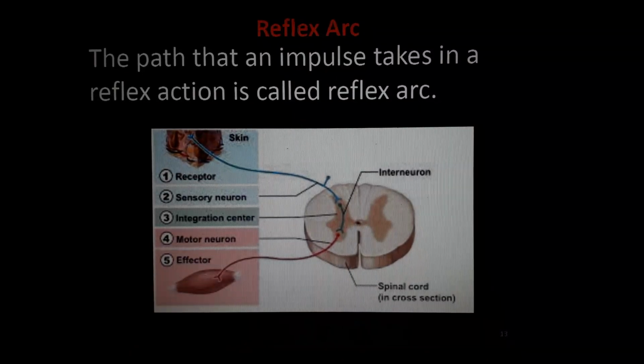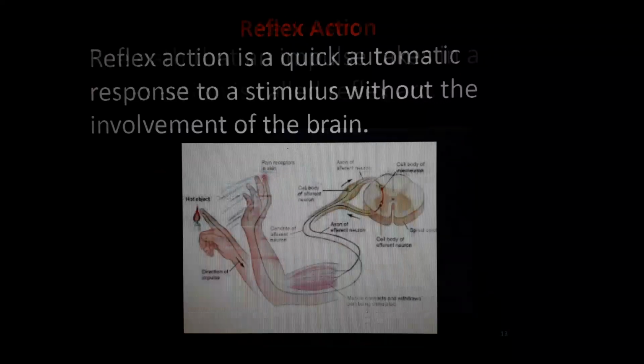One, sensory neurons, what will they do? Sensory neurons carry signals from different sensory receptors of our body to the brain. Understand? And motor neurons carry different messages from the brain to different motor parts of our body. What are the motor parts of our body? Muscle and bone, which we use to move. Understand? Reflex action is important. Reflex arc is also important.